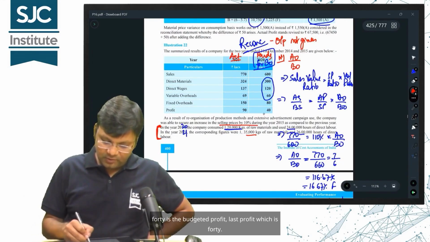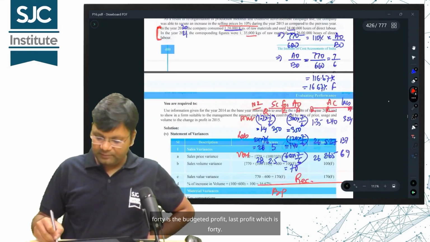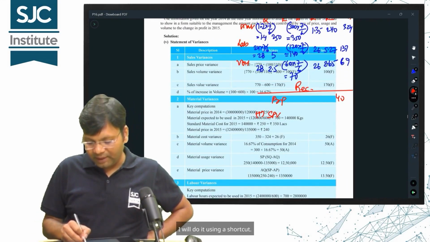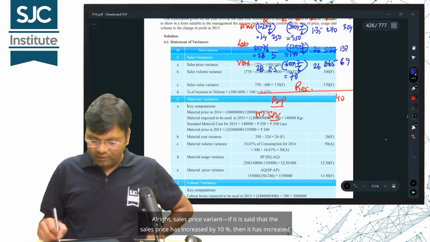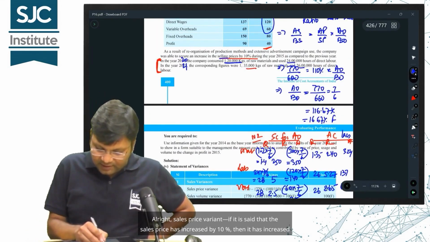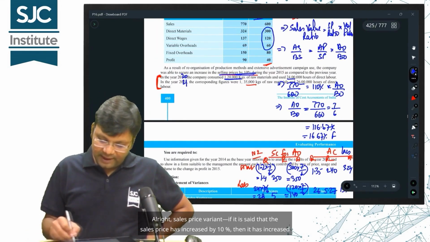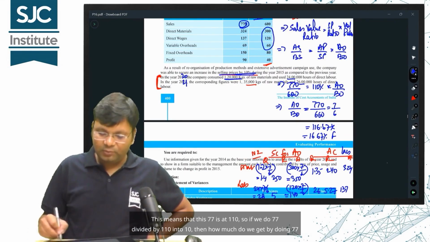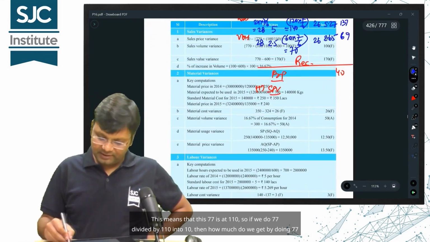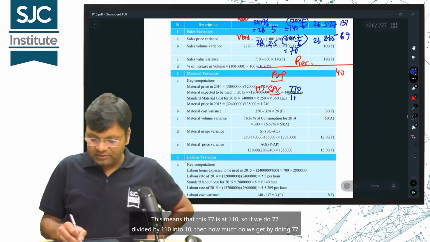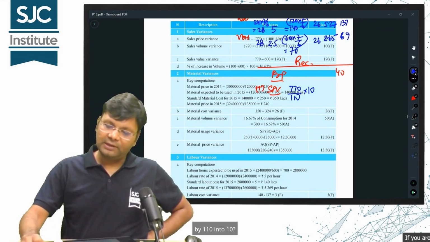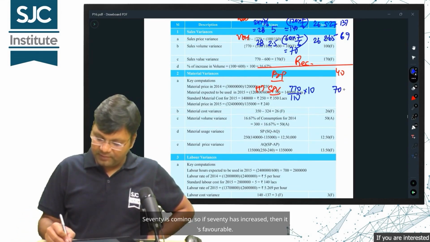940 is the budgeted profit, last profit which is 40. Then what you have to do is the sales price variance. I will do it using a shortcut. Alright, sales price variance: if it is said that the sales price has increased by 10%, this means that this 77 is at 110. So if we do 77 divided by 110 into 10, how much do we get? 70 is coming. So if 70 has increased, then it's favorable.